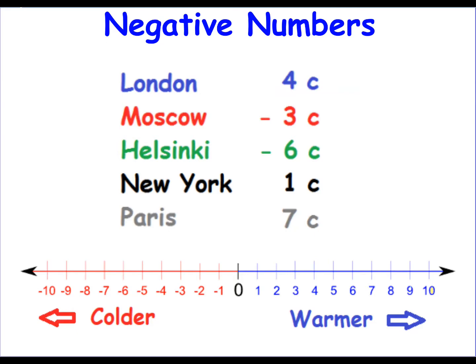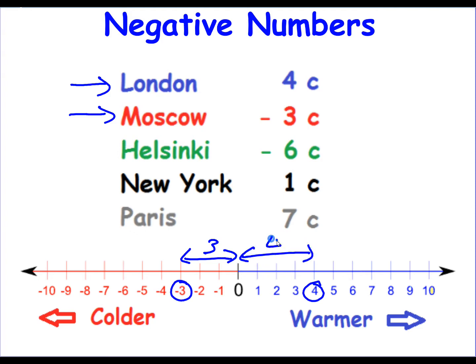The trickier questions may be temperature differences. So for example, if I said, what is the temperature difference between London and Moscow? Then you need to understand the number line to work out what the difference between the two is. So on your number line, you have -3 for Moscow and +4 for London. So you can see there's a gap of 3 between Moscow and 0 and 4 between London and 0. So the temperature difference would be 3 plus 4, which is 7 degrees C difference.